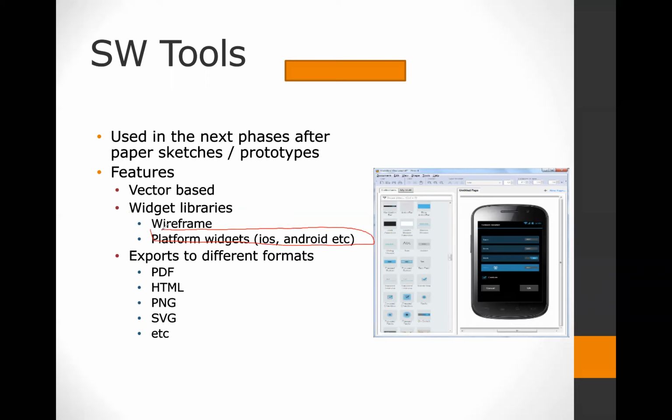Sometimes you might have platform-specific widgets, which means that if you, for example, have Android widgets, these elements look like native Android buttons. All these operating systems have their default user interface widgets available for the software developer, and they have a certain look and feel. Then these tools of course allow you to export to different formats so that it can be presented in a PDF reader, in a web browser, and so on.